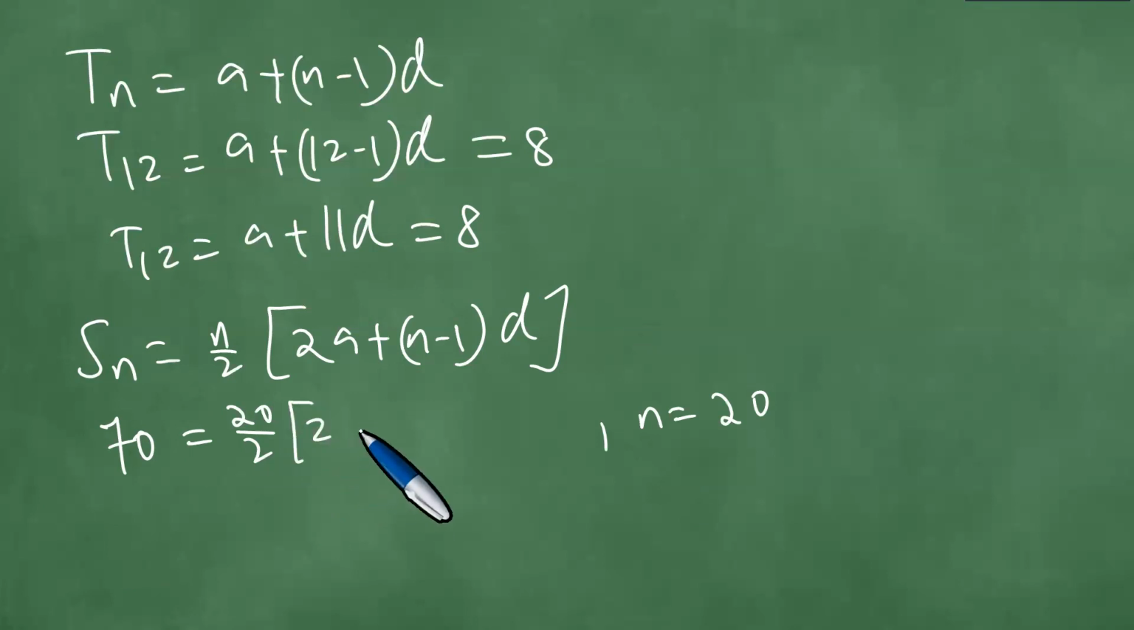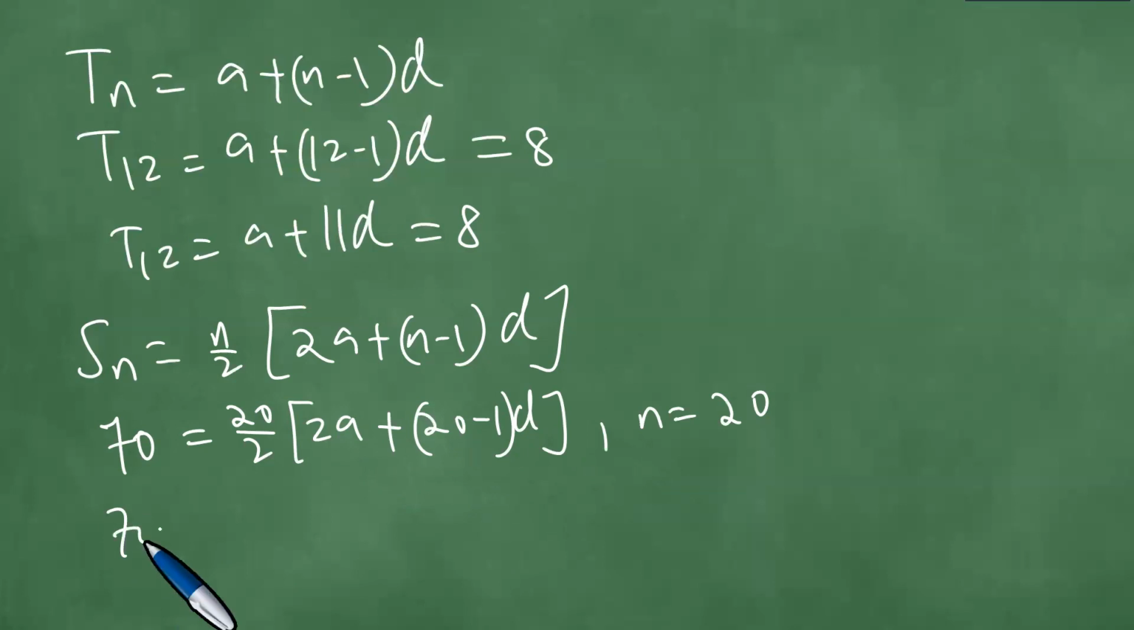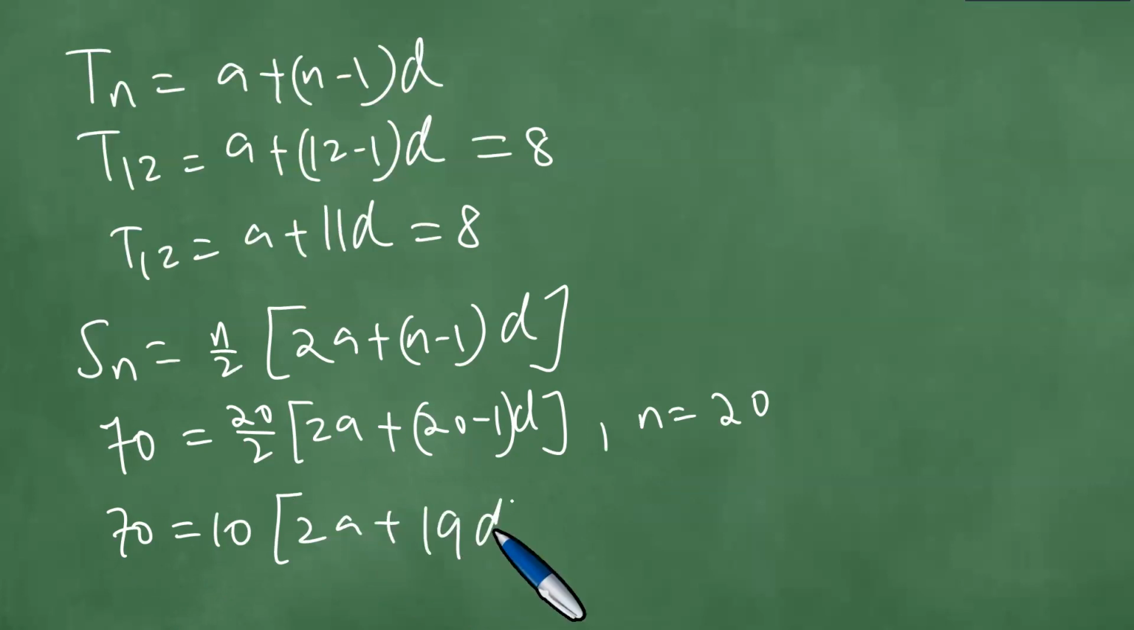2a plus (20 minus 1) times d, which is 2a plus 19d. Yeah, this one is 2a, because we've not quite got a, so we have this.